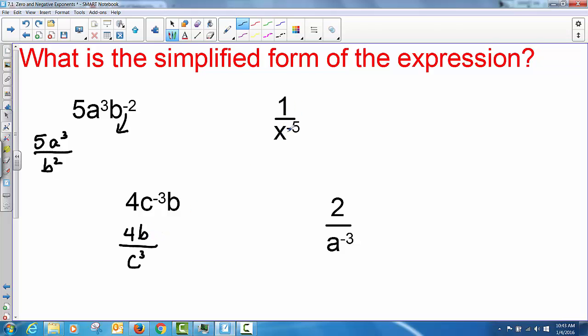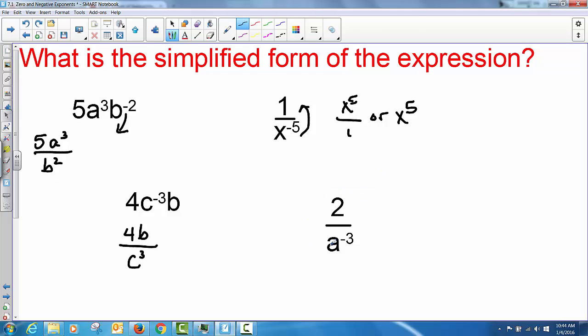1 over x to the negative 5. Do you know what to do? I'm going to show you what to do, but do you already know? All right, so this is what we're going to do. The x to the negative 5 is on the bottom. I told you that if you move it across the divisor line, it changes the sign of the exponent. So if we move it to the top, it changes the sign of the exponent. So this will be x to the 5th over 1, or just x to the 5th.